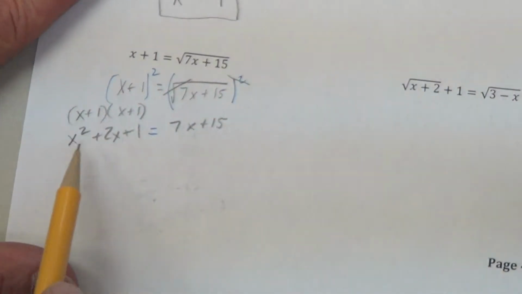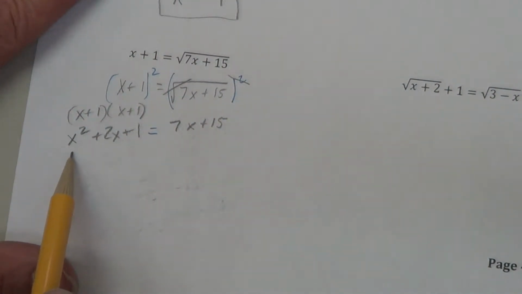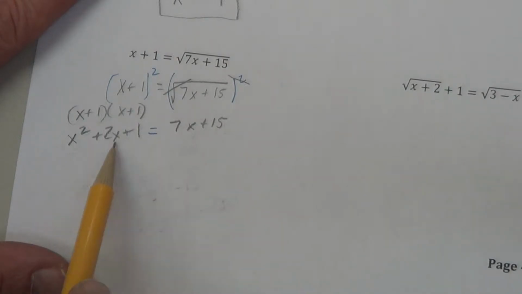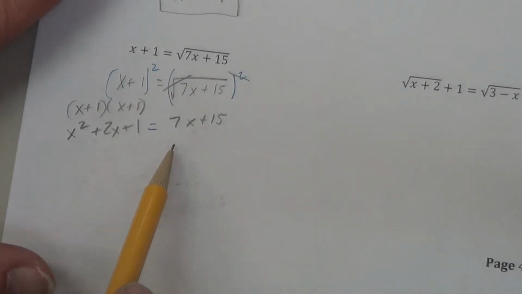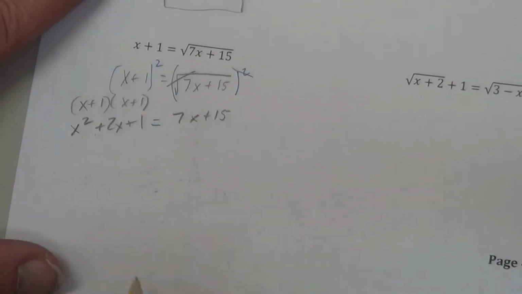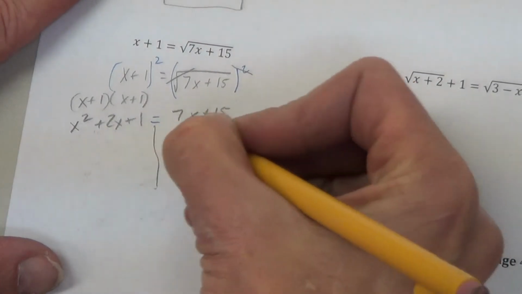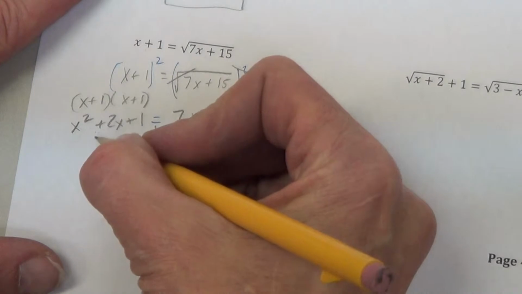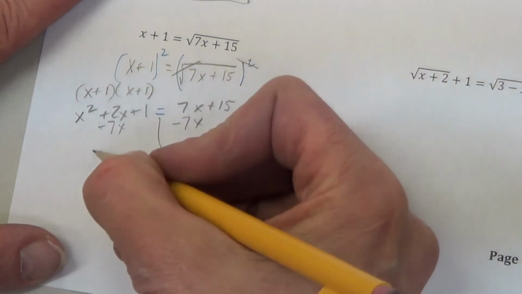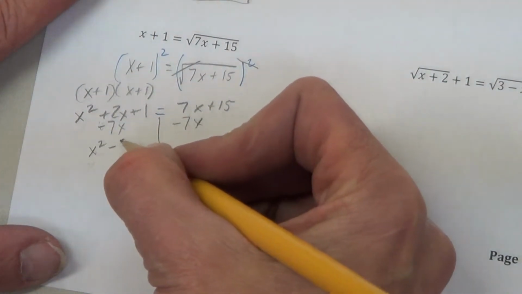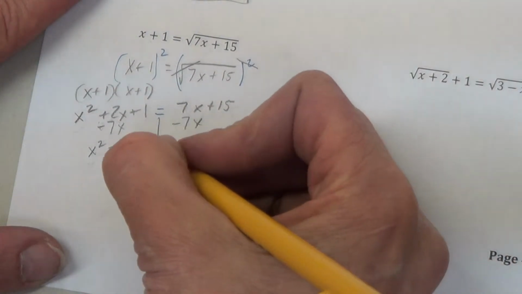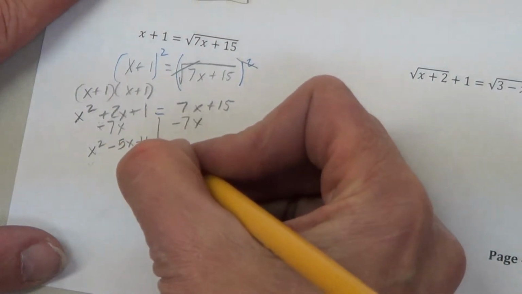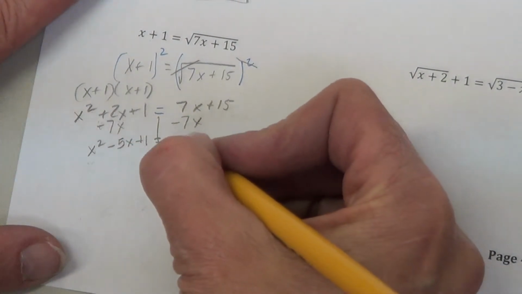Now, since we have a quadratic, meaning that x squared term in here, we want to gather all the terms over on the left-hand side and set it equal to 0 because we want to use our product property of zeros to get our answer here. So we draw our line down, we subtract 7x from each side. So that will make x squared minus 5x, positive 2x and a negative 7x is a negative 5x, plus 1 equals, those cancel and we get 15.